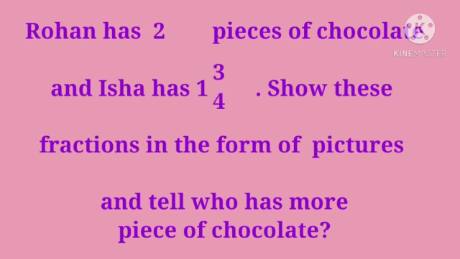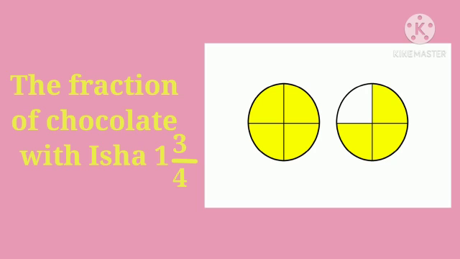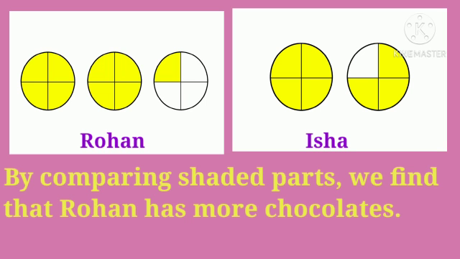Now let's see the picture. Rohan has 2 1/4 pieces of chocolate. Isha has 1 3/4 pieces of chocolate. Now in this picture we can see the fraction of chocolate with Rohan, that is 2 1/4. Now let's see the fraction of chocolate with Isha. Here you can see 1 3/4. By comparing the shaded parts, we find that Rohan has more chocolate than Isha.